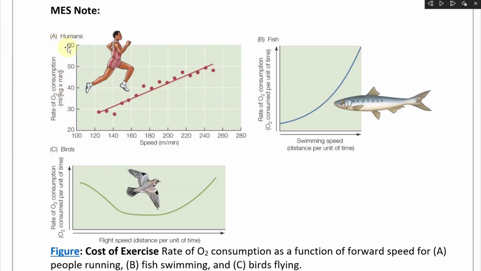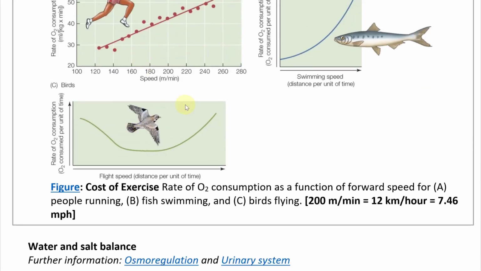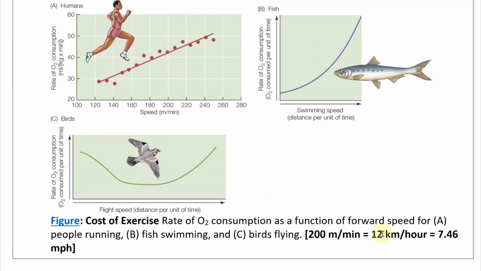So you have humans right here. As you run faster, speed, I think this is meters per minute, not miles per minute. Assuming that, and I'm pretty sure it is, I added here that 200 meters per minute I calculated equals 12 kilometers per hour, or 7.46 miles per hour. So this is a decent speed.